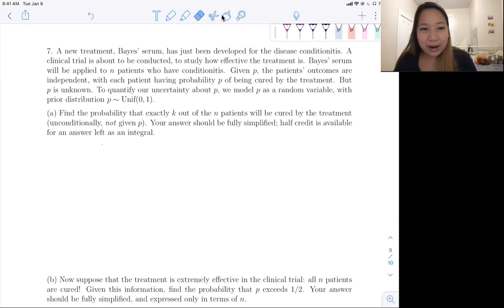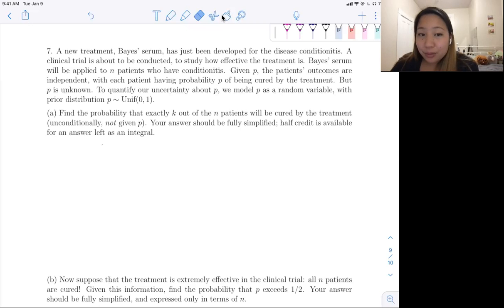Okay, so part A says find the probability that exactly K out of the N patients will be cured by the treatment, unconditionally, not given P. Your answer should be fully simplified. Half credit is available for an answer left as an integral. So integral, that seems promising.